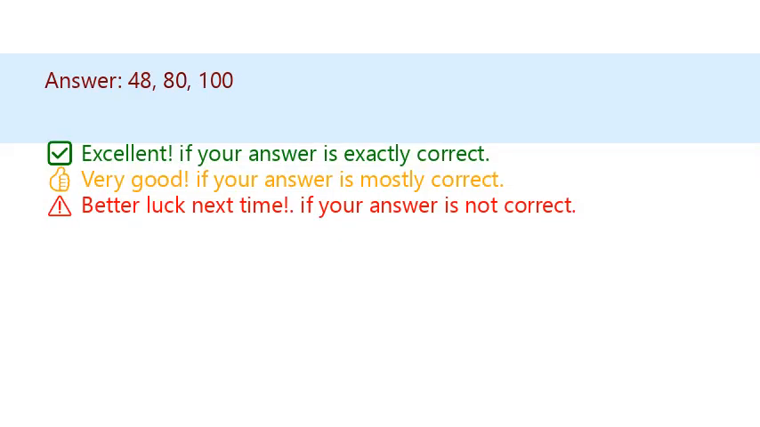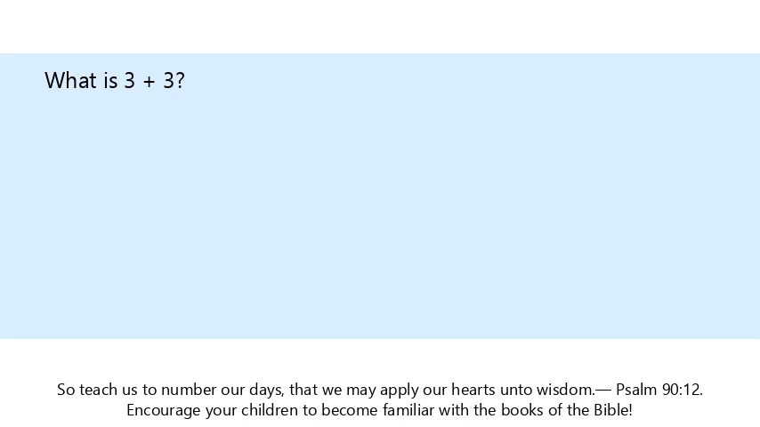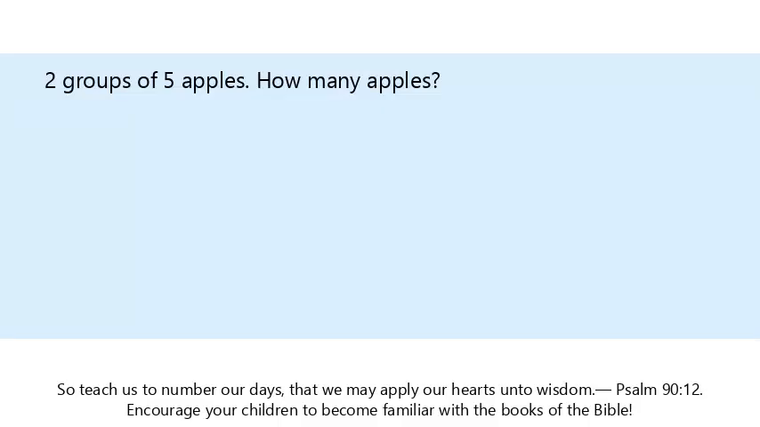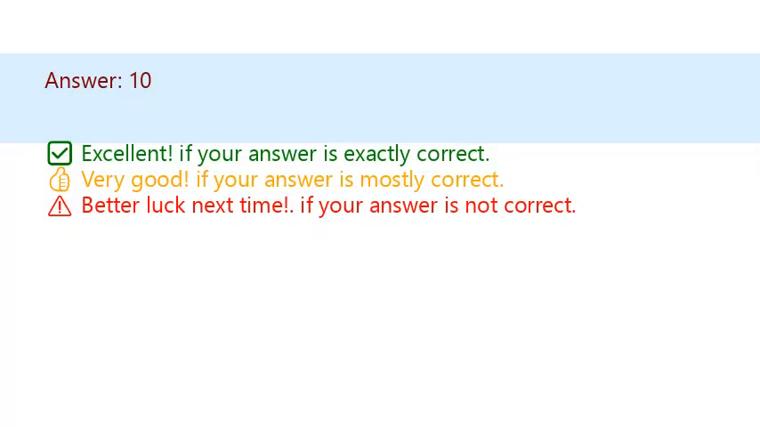Answer, 48, 80, 100. What is 3 plus 3? Answer, 6. Two groups of 5 apples. How many apples? Answer, 10.